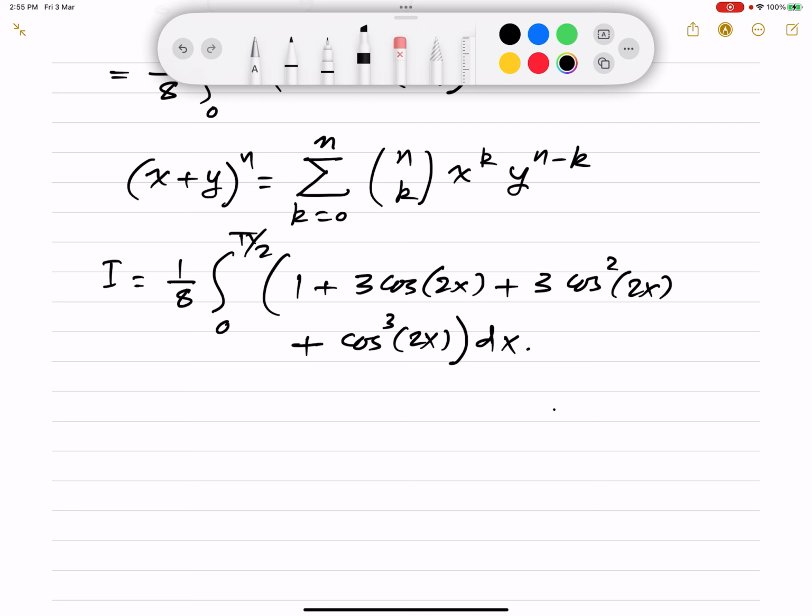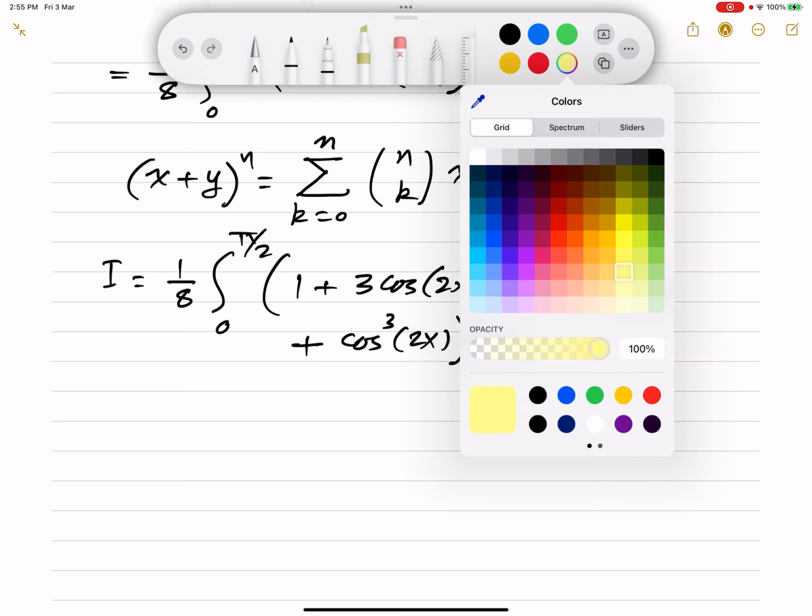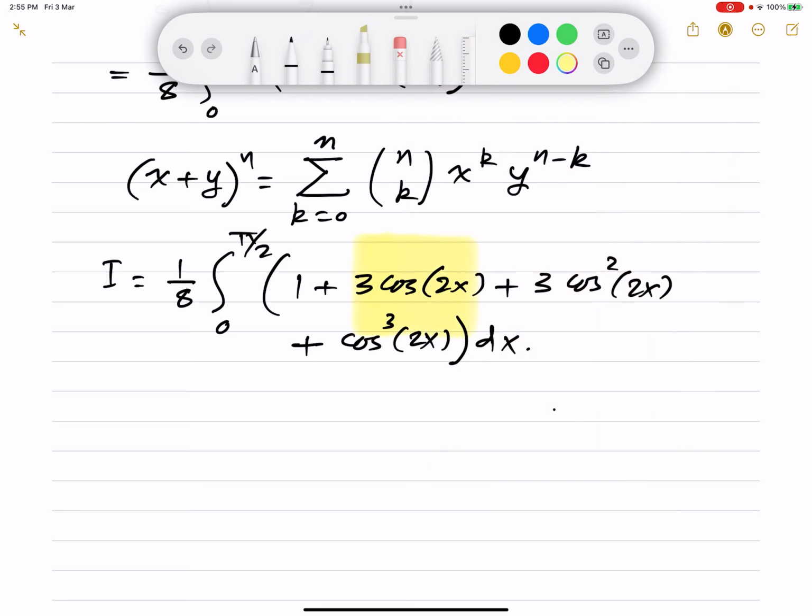Now, as you can notice, this term is okay, and this term is okay. This term is a squared term, so we need to rewrite that using the double angle formula. And here also we need to rewrite using the double angle formula, but again we need to multiply that by cosine 2x. Okay, so let's do that.